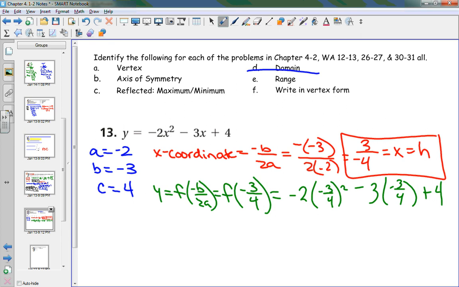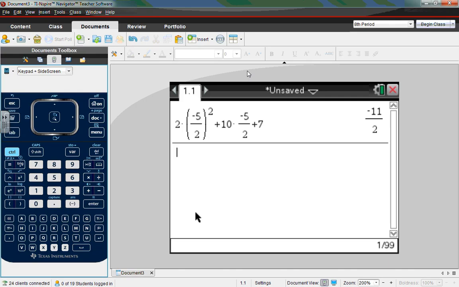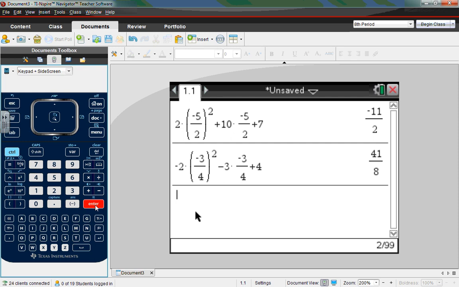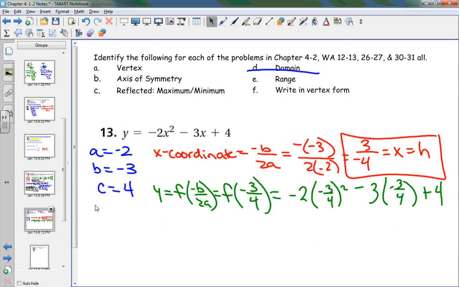Okay, now what? Go back to your lovely little calculator. So, negative 2, parenthesis, negative 3 divided by 4, arrow to the right, squared, minus 3, parenthesis, negative 3 divided by 4, arrow to the right, plus 4. Enter. And what do you get? 41 over 8. 41 over 8 is going to be your y value. So that is your y value.